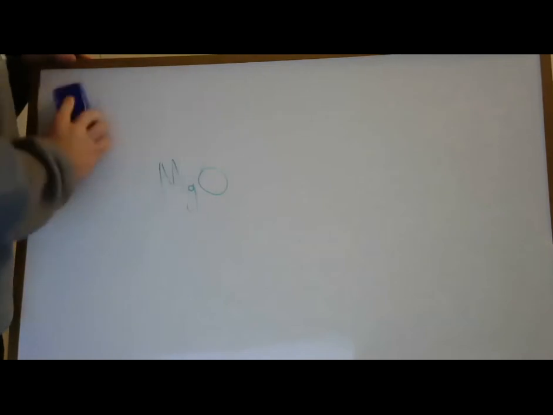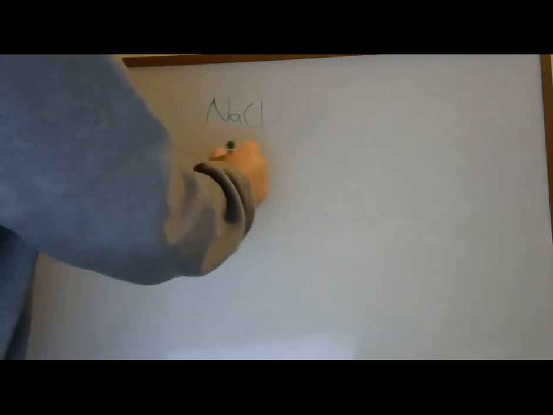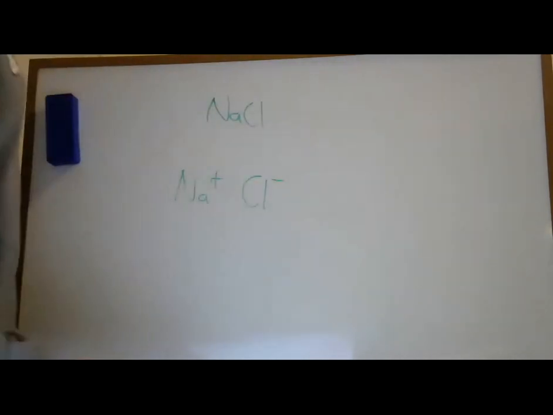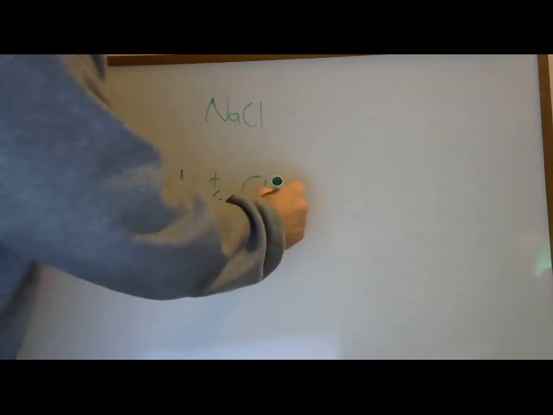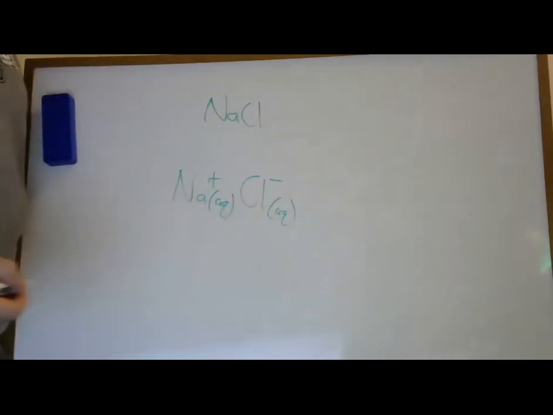So ionic compounds dissolve in water. What usually happens is NaCl will dissociate into Na+ and Cl- in a solution. Aqueous solution.